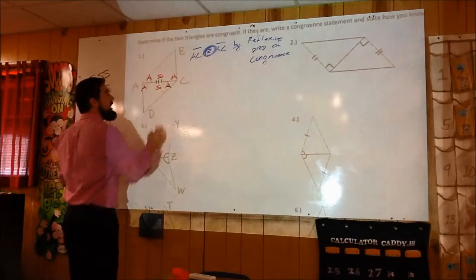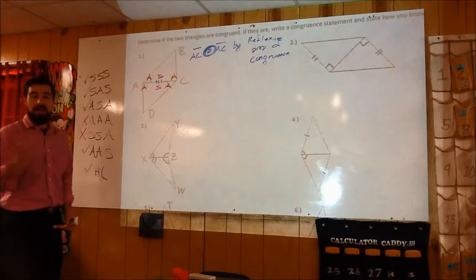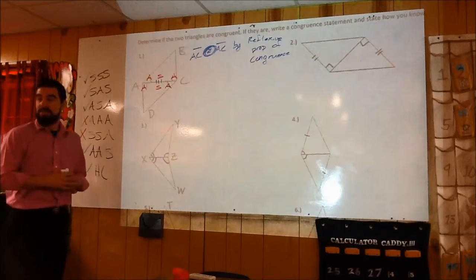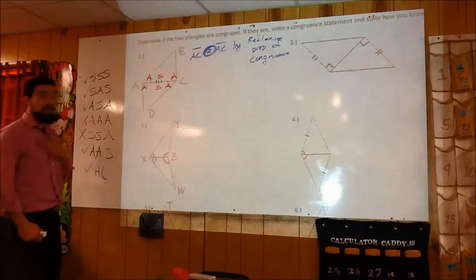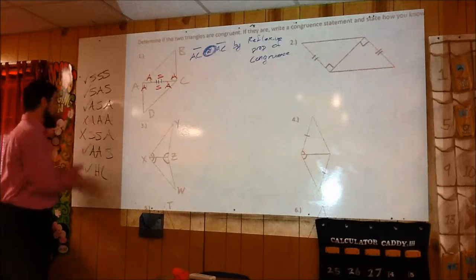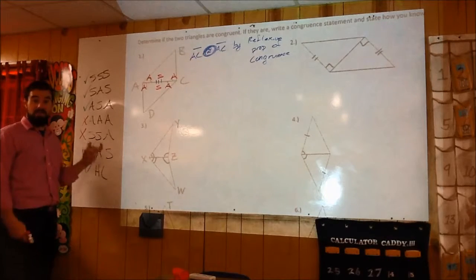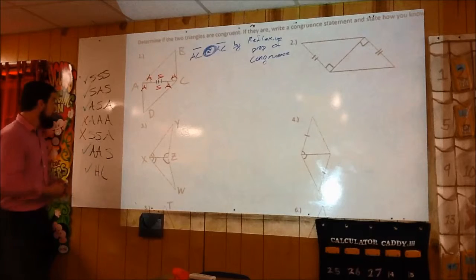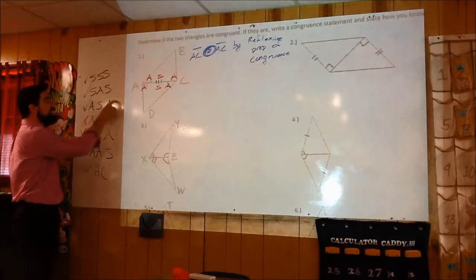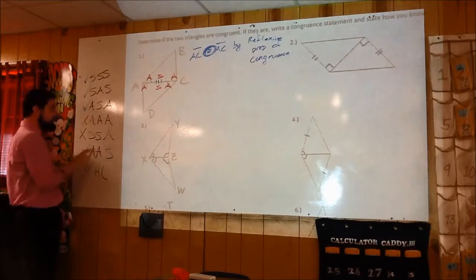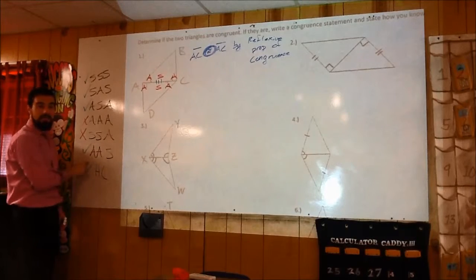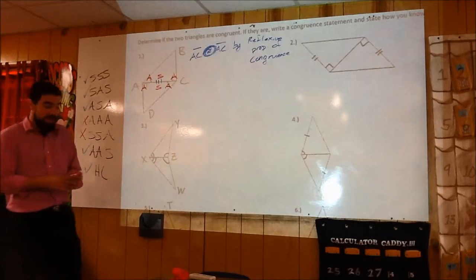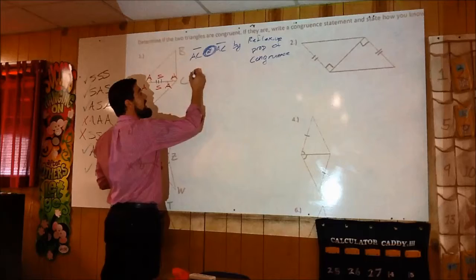So now I've got my 3 pieces of information. I've got that 2 corresponding angles and 1 corresponding side are congruent. So I know that whatever acronym I'm going to choose has to involve 2 angles and 1 side. So I have to just determine, am I going to use angle, side, angle, or angle, angle, side. They both work, so I know the answer to this question is yes.